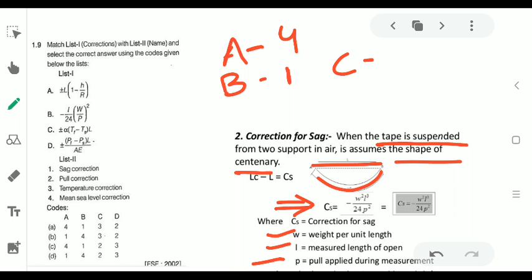Then C, that is plus minus alpha TF minus TS into L. That is our temperature correction. That means C would belong to 3. Then D, T minus PS into L over AE, that is the pull correction. That means D would belong to 2. So the correct order would be 4, 1, 3, 2. That is our option A.